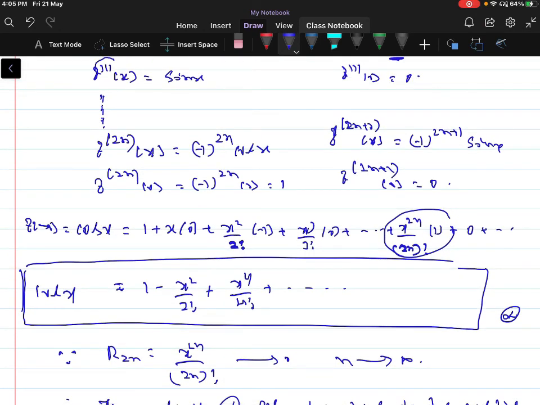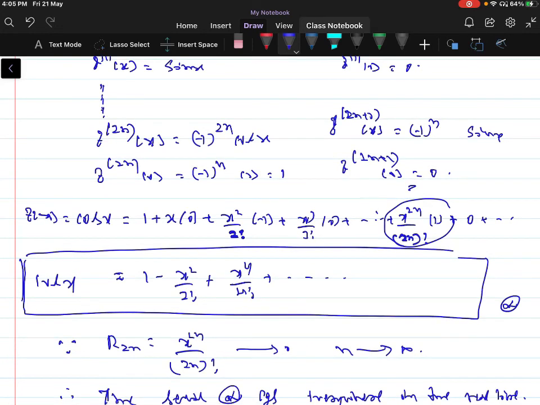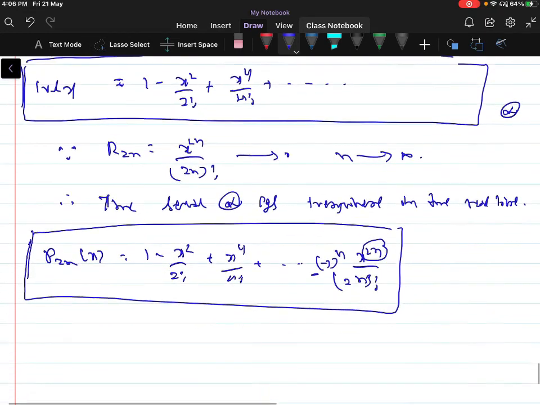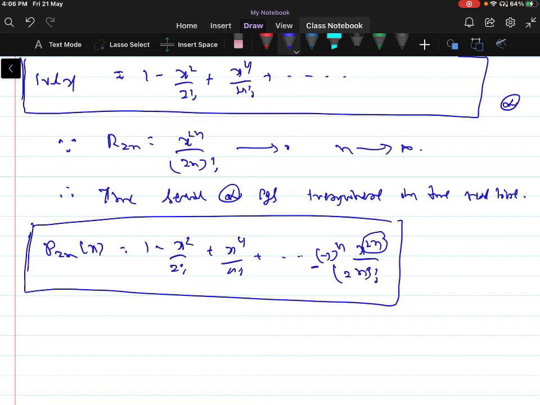Here it is minus 1 to the power of n, not minus 1 to the power of 2n, because that is n times of cos x and n times of sin x here. So here also we have minus 1 to the power of n. This becomes 0, but here it should come in the series as minus 1 to the power of n into x power 2n by 2n factorial. Therefore p2n of x can be written as 1 minus x square by 2 factorial plus and so on, plus minus 1 to the power of n into x power 2n by 2n factorial.